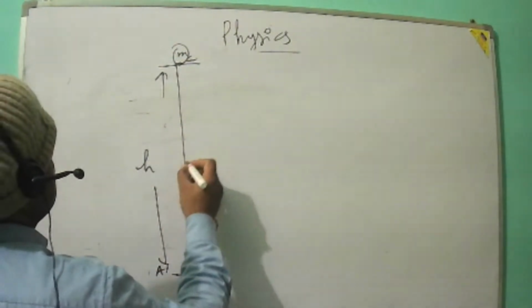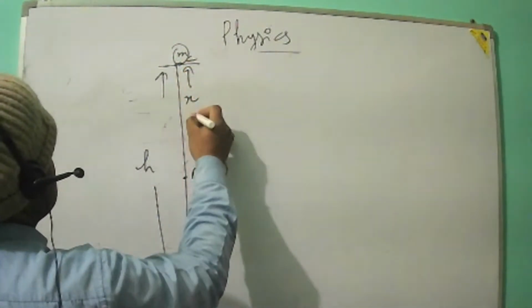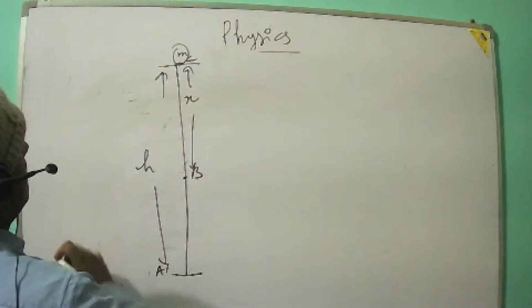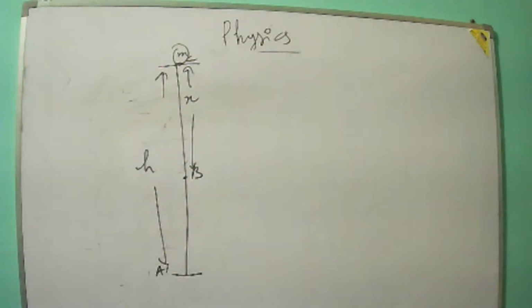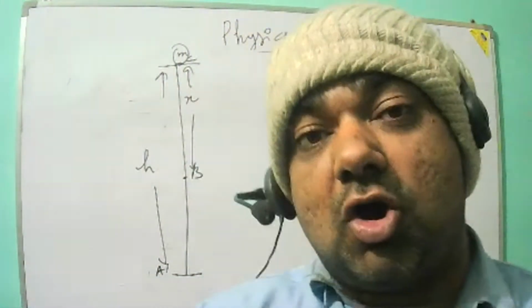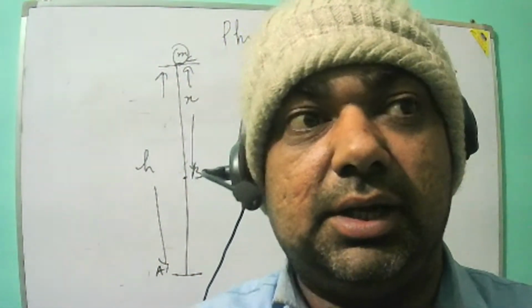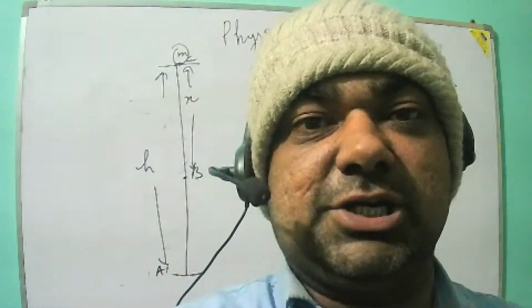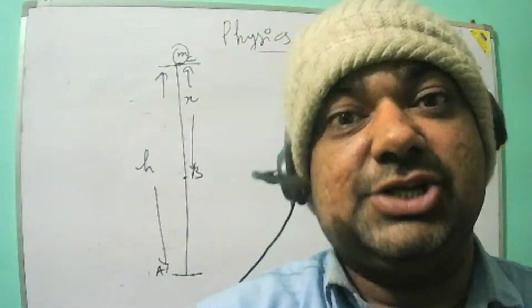After some time, this object has fallen x distance, it has come to point B, and then finally it has come to A. So in this journey, we need to check if it is following the law of conservation of energy or not. If you see carefully that it follows the law of conservation of energy, then yes, energy cannot be created.